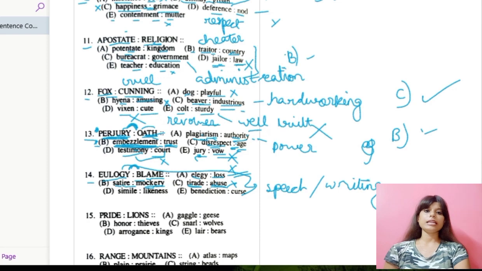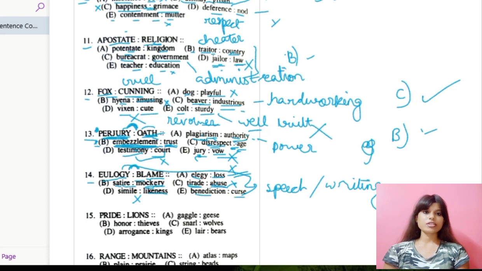Number D, simile and likeness. Now simile means you are comparing two things, it's a figure of speech involving the comparison of one thing with another thing of a different kind. And likeness means you are liking something, that's it. But this will also not go.